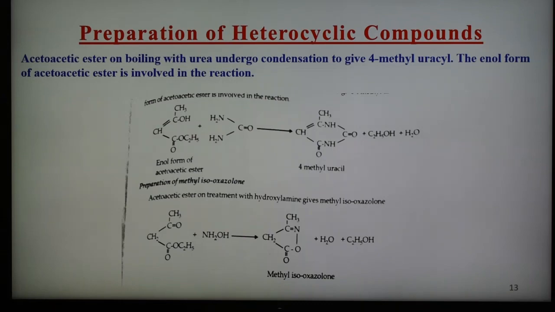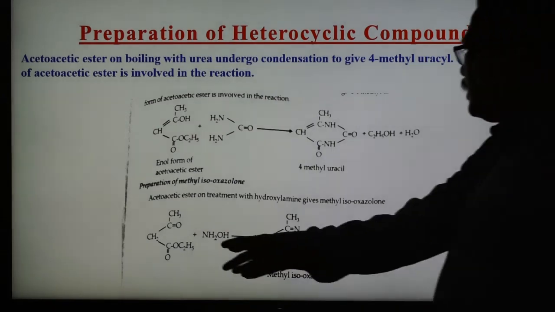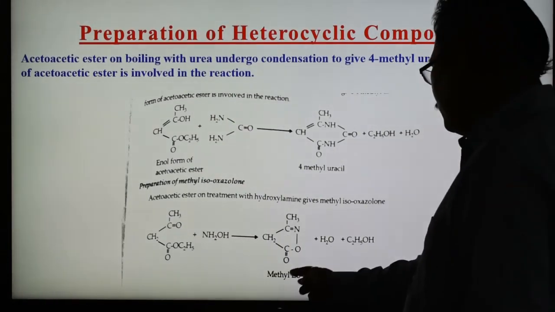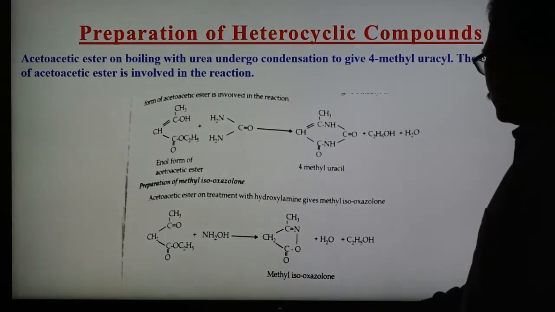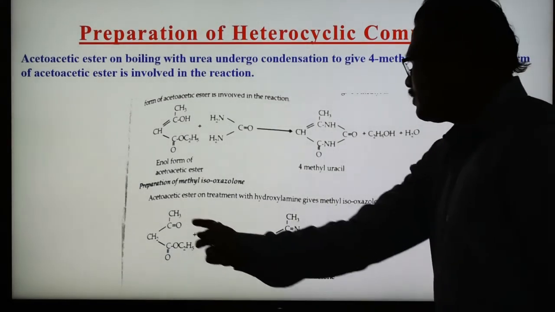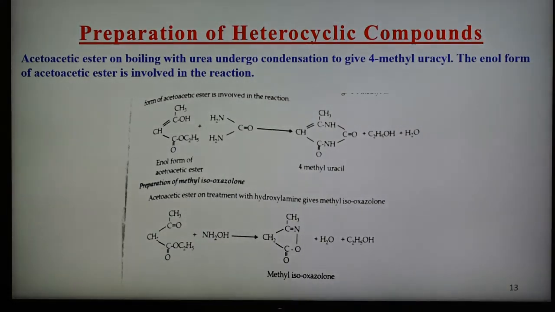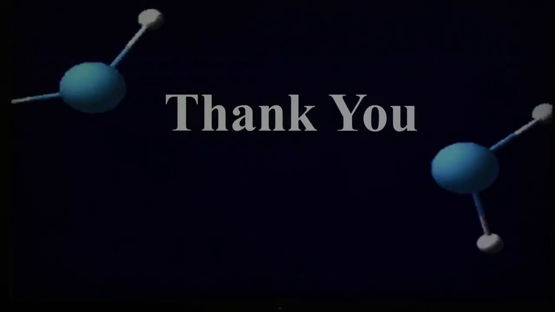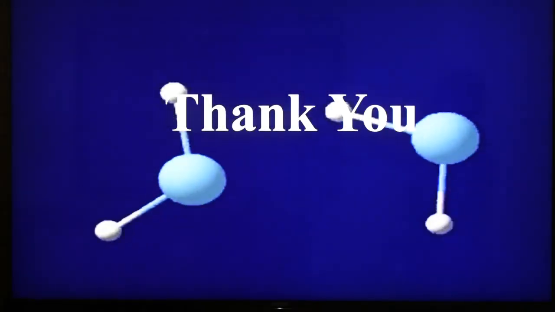On treatment with hydroxylamine, it gives methyl isoxazolone. So acetoacetic ester reacts with hydroxylamine, forming this type of compound, methyl isoxazolone, with ethyl alcohol and water as products. This group is attached, forming this type of ring structure, methyl isoxazolone. So these are some reactions forming heterocyclic compounds, where the enol or keto form reacts and gives these compounds, which are known as heterocyclic compounds.